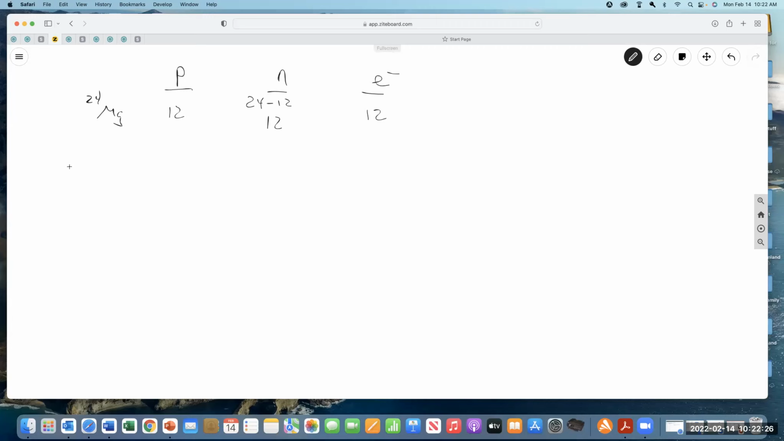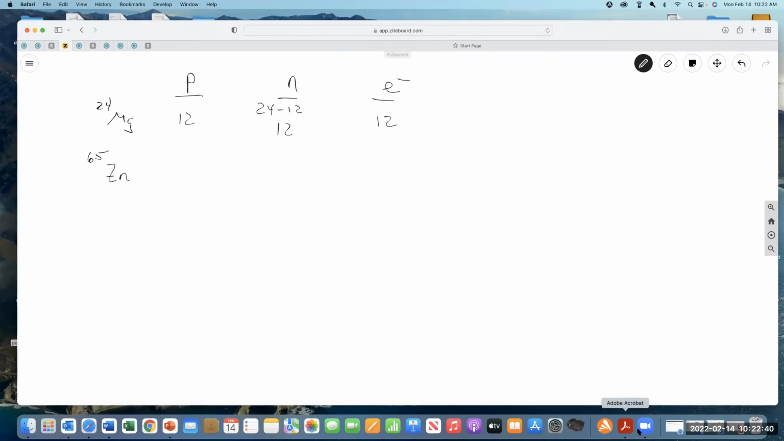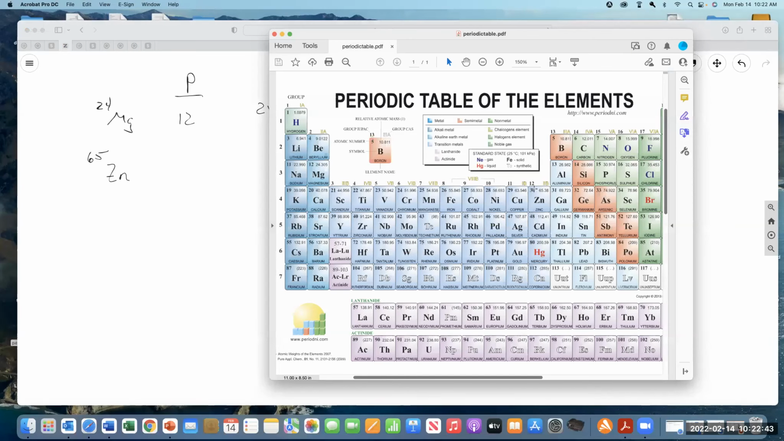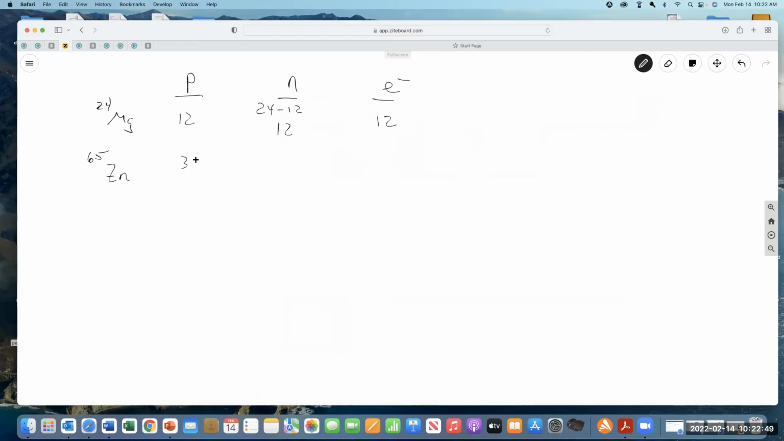Let's do another one. How about zinc 65? How many protons in zinc? We did that before. Where'd that periodic table go? Zinc's right here. How many protons in zinc? 30. 30, very good. How many neutrons would zinc have? In the chat, 35, very good. How many electrons would this have? 30. 30, very good.